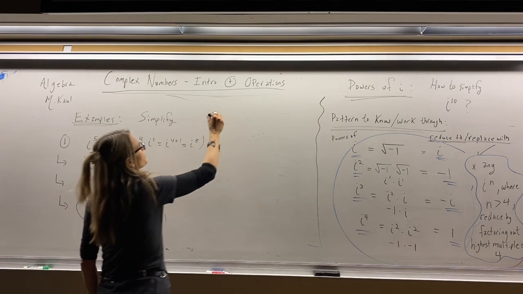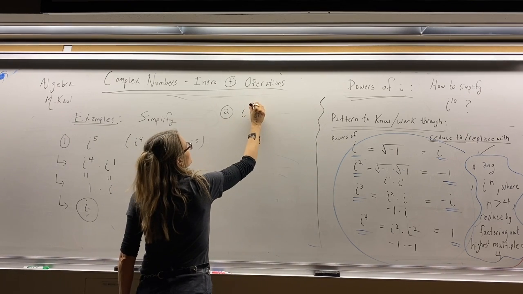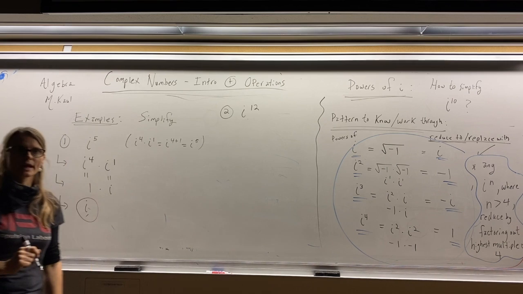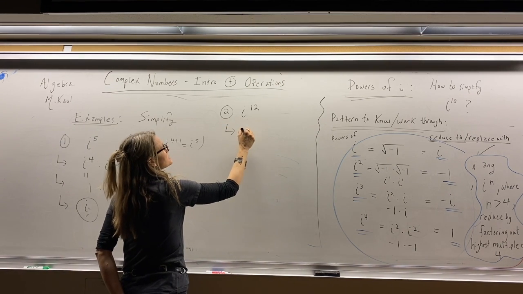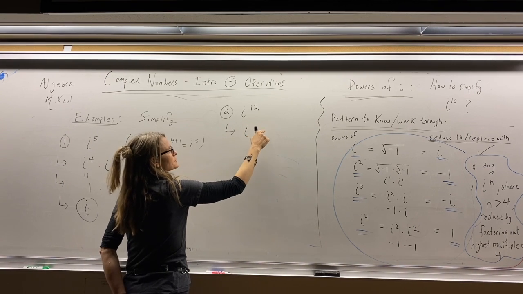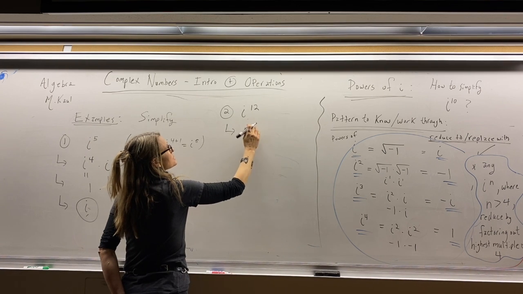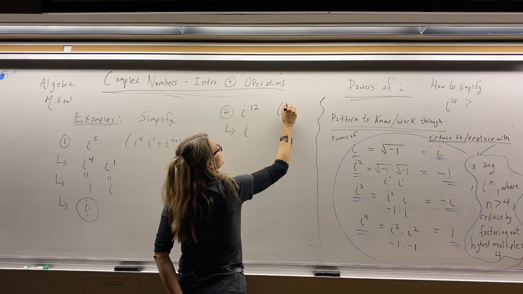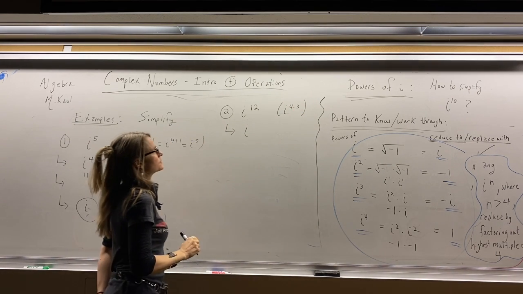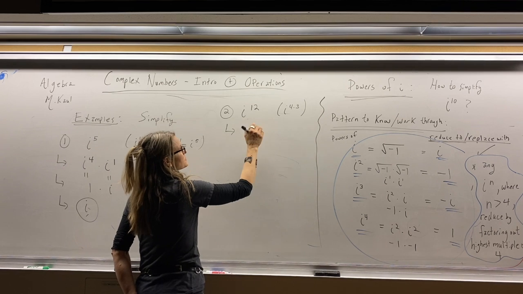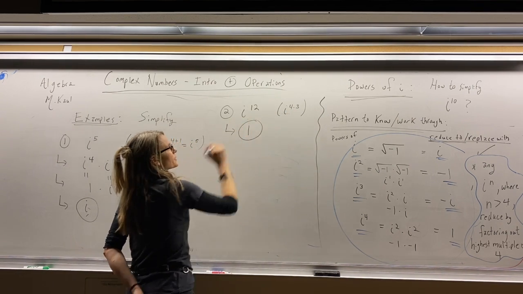Okay. What if you had i to the 12th power? Okay, in this case, that's a perfect multiple of 4. So i to the 12th is just i to the 4 times i to the 4 times i to the 4. So this is equivalent to i to the 4 times 3. So it's a perfect multiple, and that just becomes the value of 1.